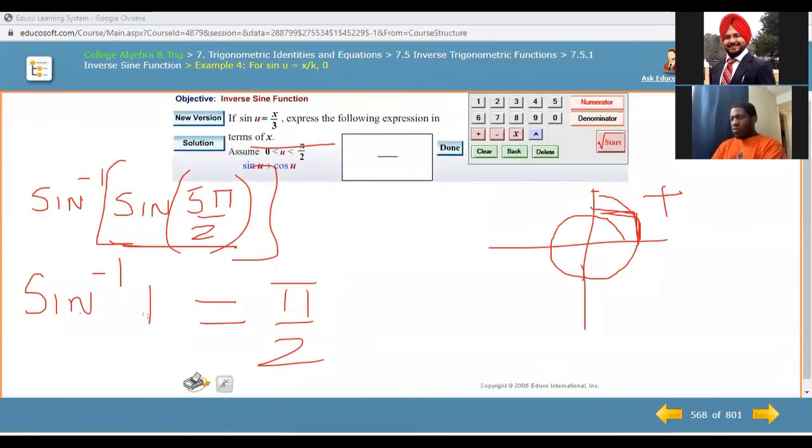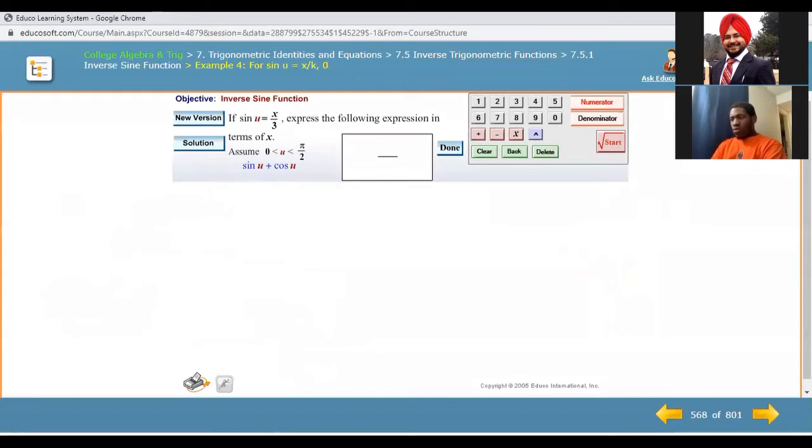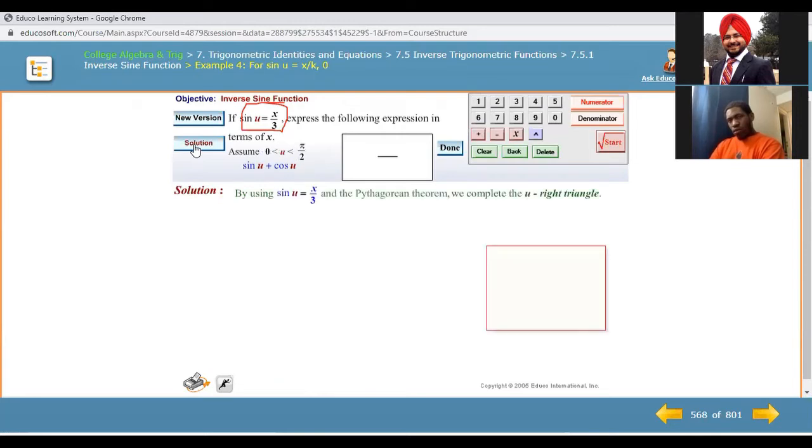Okay, let's check if we have a question like this. They say if sine u is x/3, express the following expression in terms of x: sine u plus cosine u. Now the question seems to be difficult, but once we look at the solution, again, we are dealing with sine u. Angle is u, and it is x over 3. What I'll do, I'll try to draw a triangle over here.